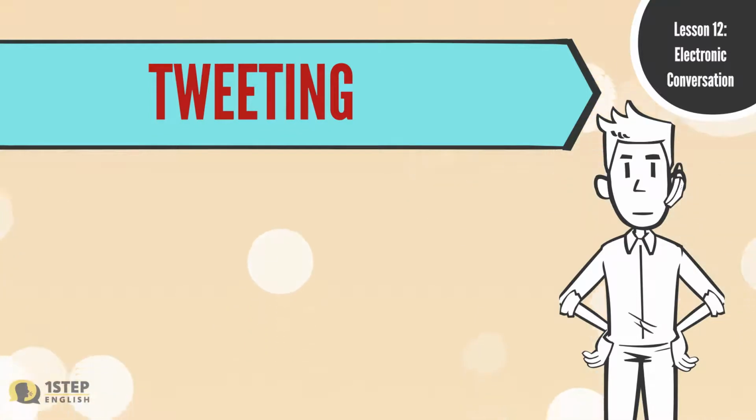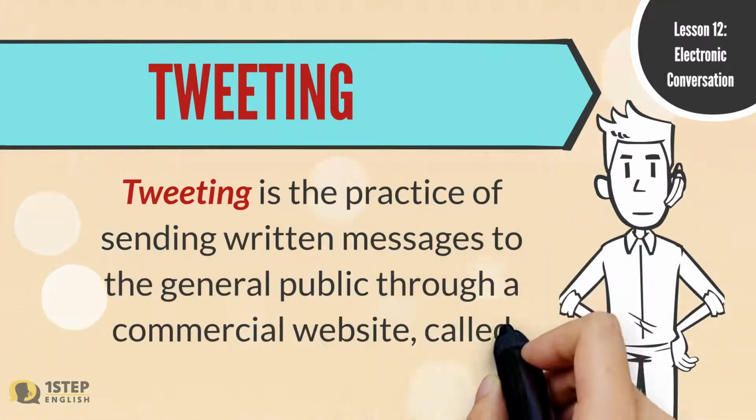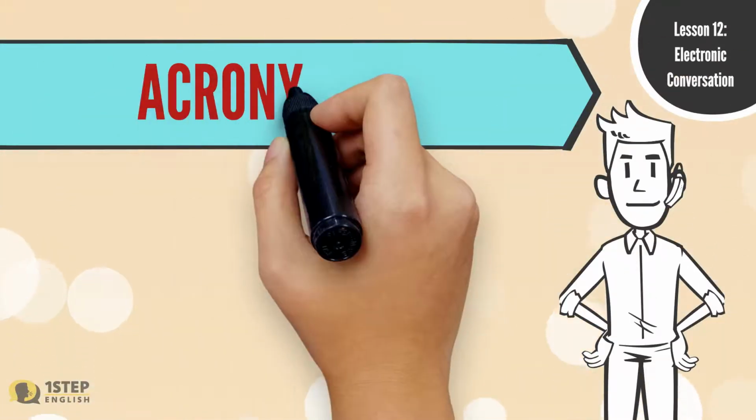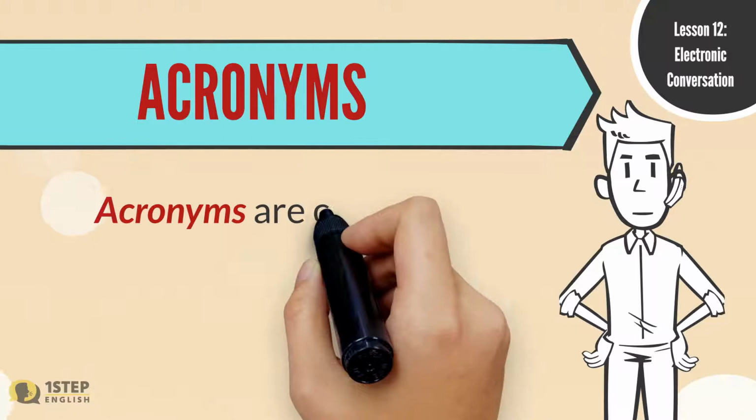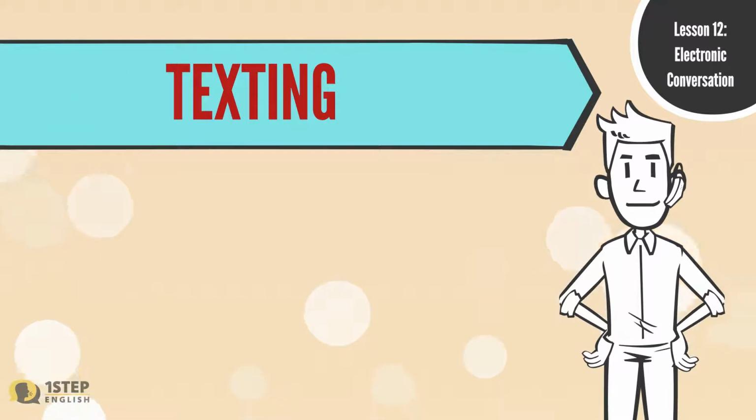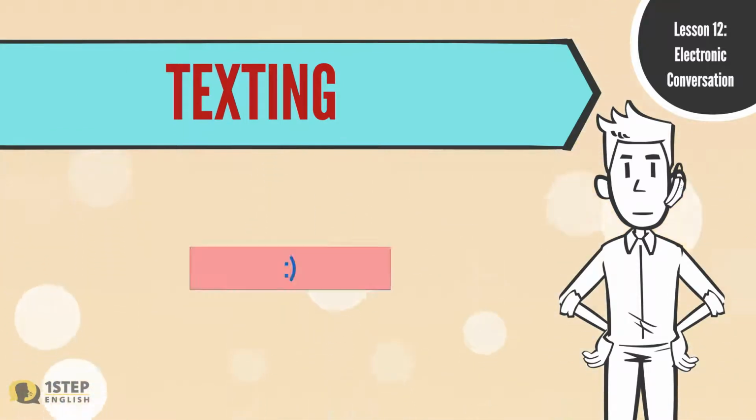Tweeting. Tweeting is the practice of sending written messages to the general public through a commercial website, called twitter.com. Acronyms. Acronyms are combinations of letters that are used as abbreviations to replace words and expressions. Following is a list of commonly used acronyms and other symbols.